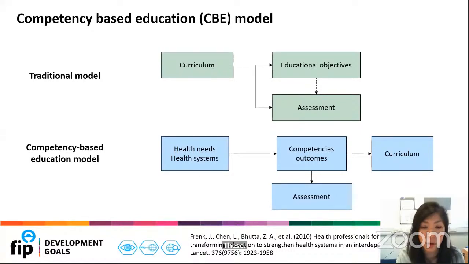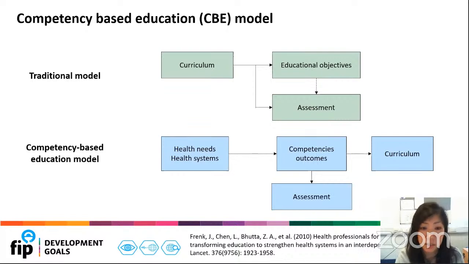These diagrams on the slide were shown in a paper written by the Lancet Commission group, published in 2010, showing clear differences between the traditional model and the competence-based educational model. The traditional model, shown in the upper part of the slide, shows how the curriculum was developed in that model. In the traditional model, the curriculum was the starting point, developed using the resources and expertise available in the institution. This curriculum defines the educational objectives and assessments to evaluate if students have learned what they were taught.